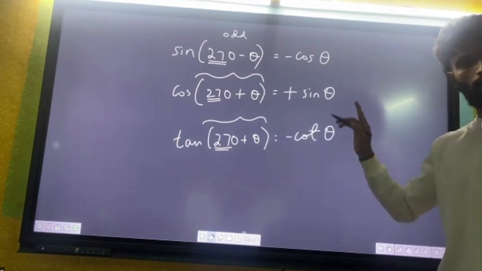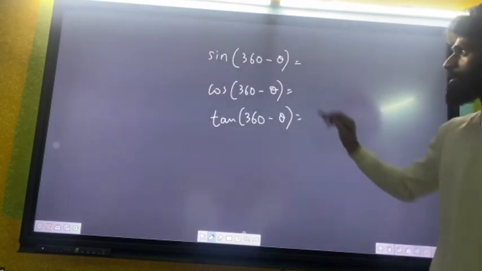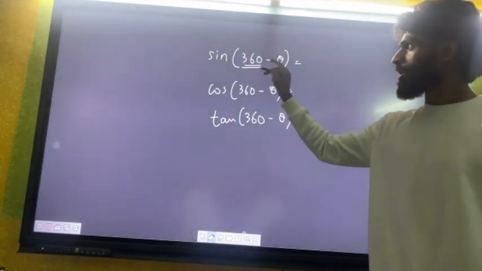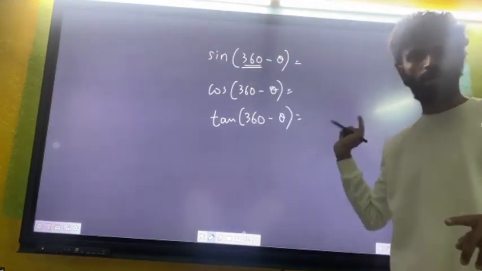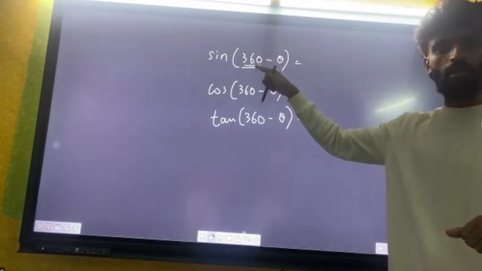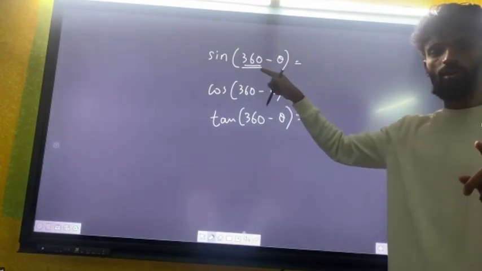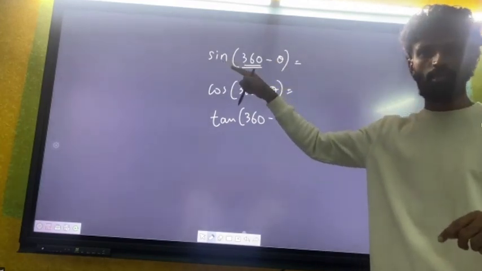You know here? Odd or even? If it is even, no change. Sine, cos, tan, that's the difference. Let's imagine this will be 180. Even or odd? 180, even. Changes or remains the same? Remains the same.